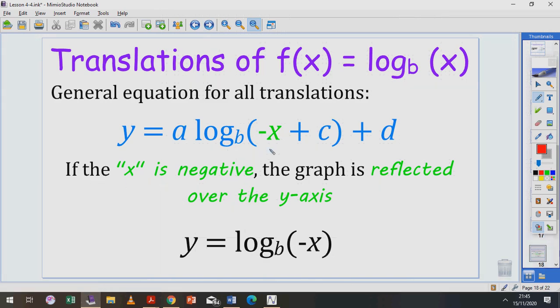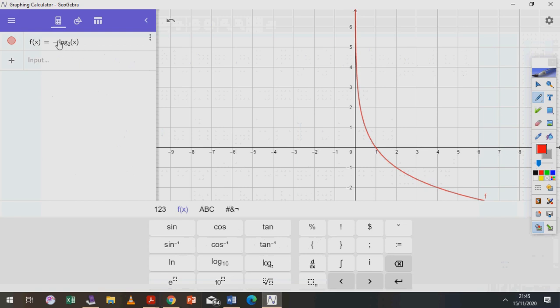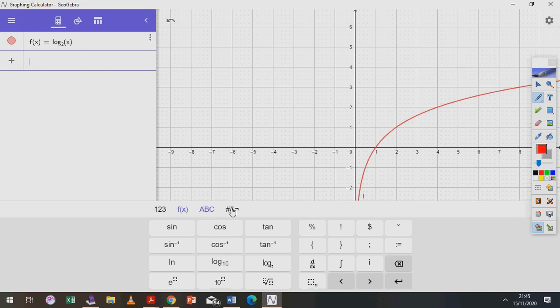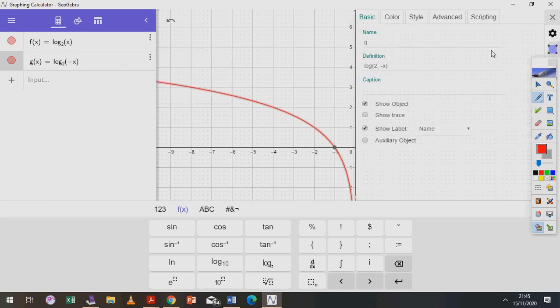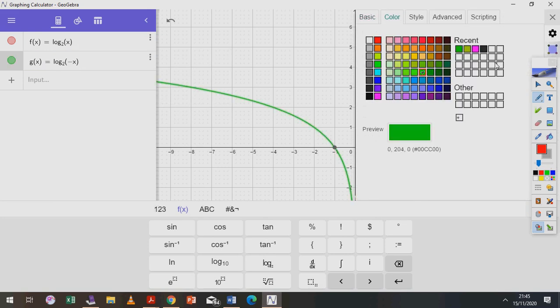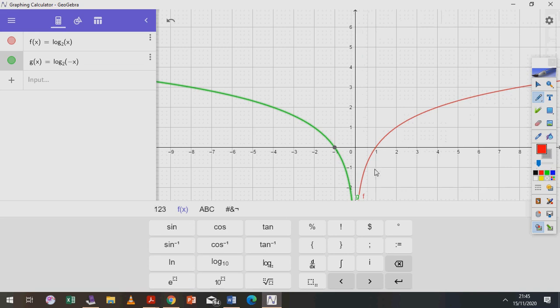If the x value is negative, if there's a negative in front of the x, then you expect that graph to be reflected over the y-axis. Let me show you what that means. If there's a negative in front of the x, the initial graph was this. But same graph, instead of x, I'll do negative x, then that graph is reflected over the y-axis. Okay, so same graph, but it's reflected over the y-axis.